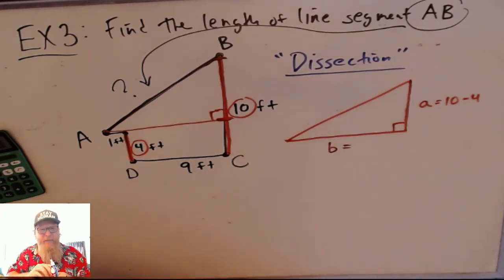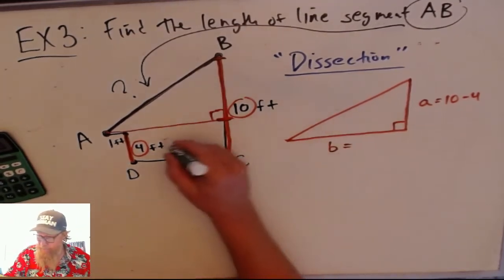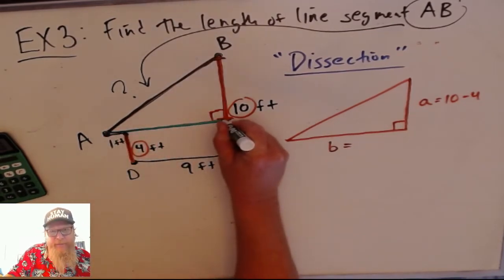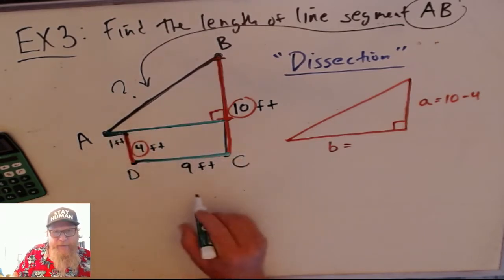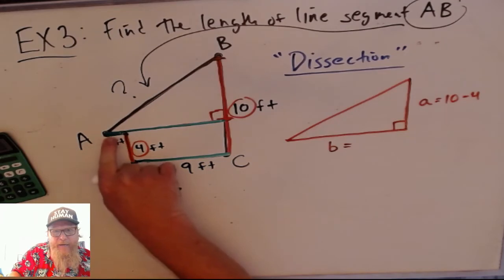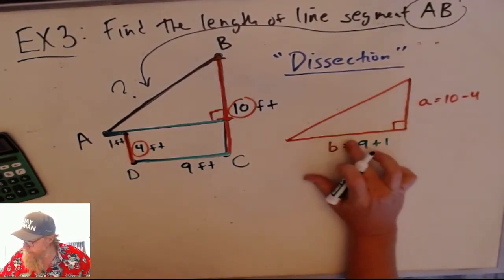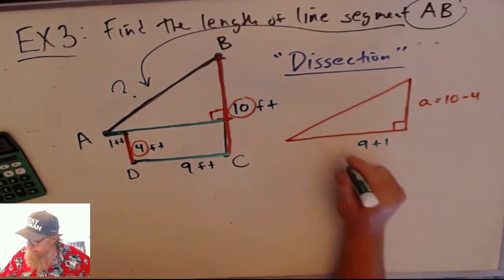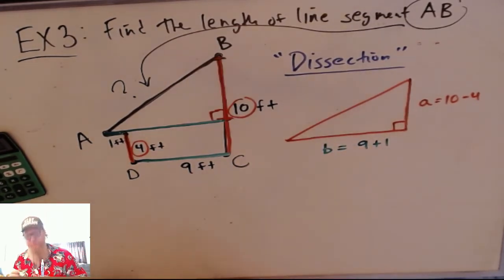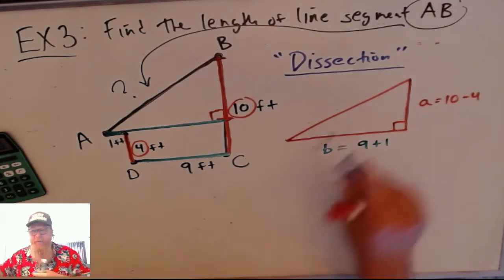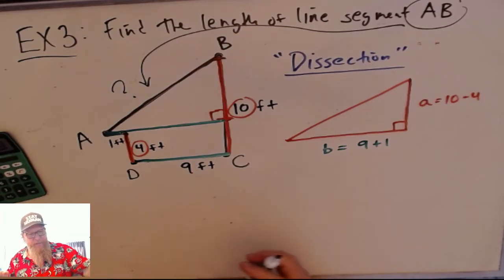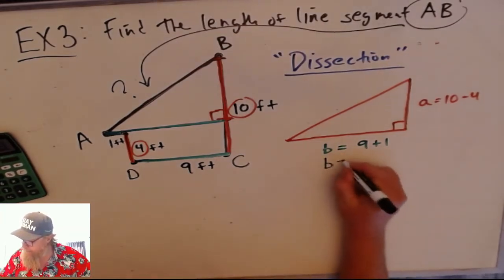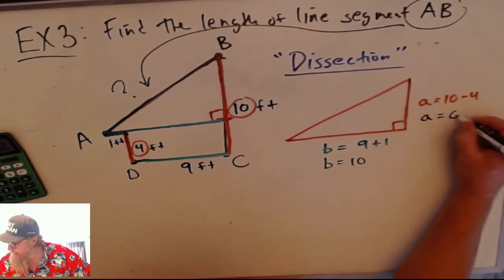So B, let me use a different color here. B is this side here. B will be 9 plus 1, because I got 9 feet here plus another foot here. So 9 plus 1 is my B. Might as well stay true to the color here. So there, 9 plus 1. When you are solving these problems, your dissection is the most important part. You got to make sure you keep everybody in their right position. You calculate who everybody is. So B is 10 and A is 6.